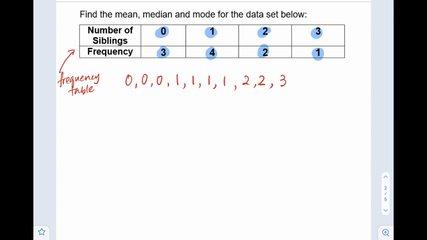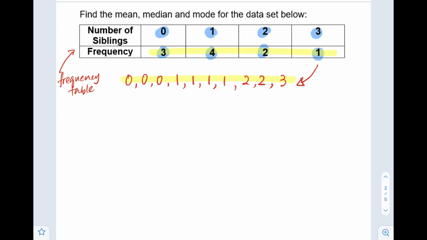You can check here: if you add up all the frequencies, 3 plus 4 plus 2 plus 1, you are going to get 10. Then if you count all the individual data points, 0, 0, 0, 1, 1, 1, 1, 2, 2, 3, you are also going to have 10 numbers. Altogether there are 10 data points. So this is what the frequency table is trying to tell you: that the data set looks like this over here.